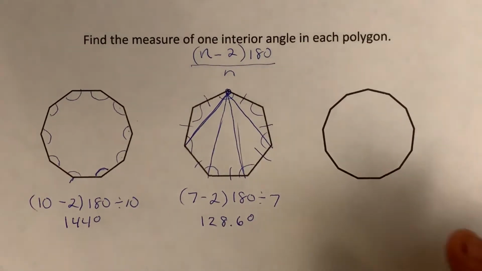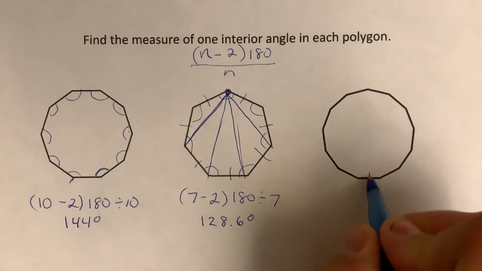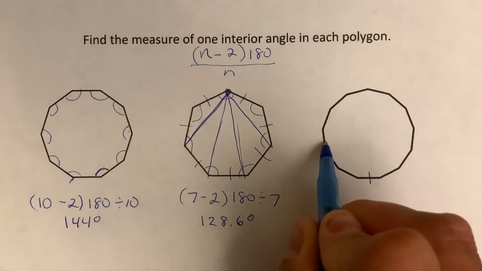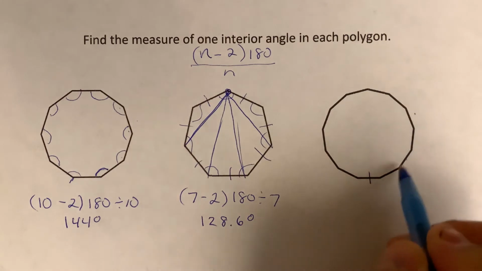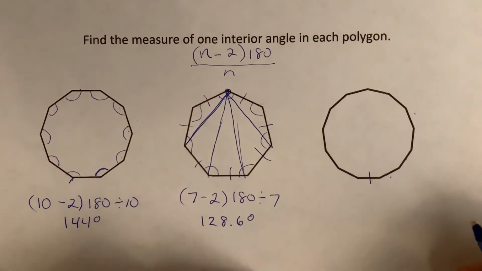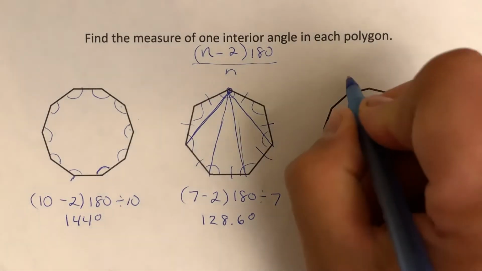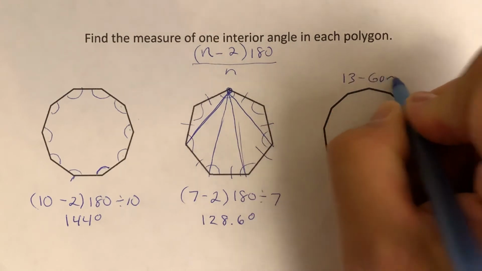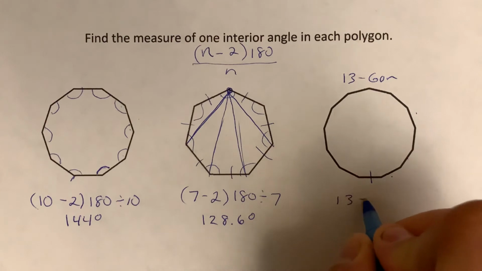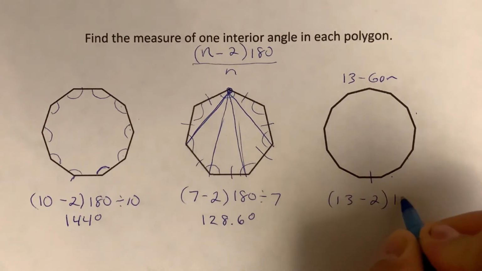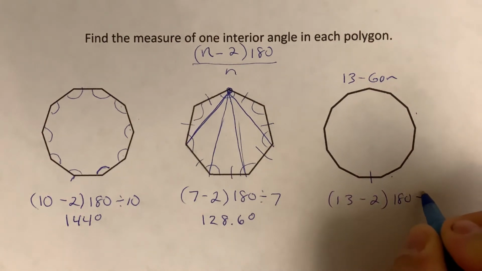On the last one here, let's go to these now again. I'm going to start at the bottom. So 1, 2, 3, 4, 5, 6, 7, 8, 9, 10, 11, 12, 13. I don't remember a 13-gon, so I'm going to call it a 13-gon. I don't remember what it's called, sorry. If I saw it, I'd probably recognize it, but... So we'll do 13 minus 2 times 180 divided by 13.